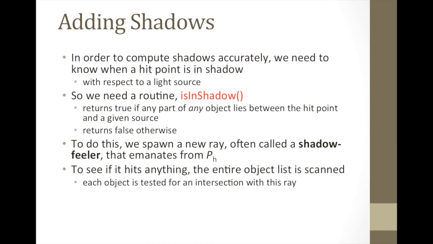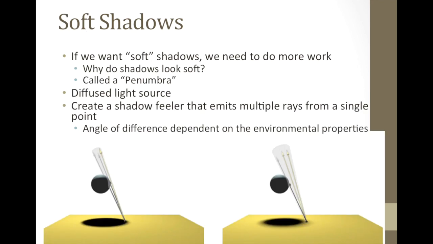So we can create an is-in-shadow or some similar method to tell us whether or not our actual hit point is in a shadow. If it's true, then we only include the ambient light component of the light source. If it isn't, then we include the full color.